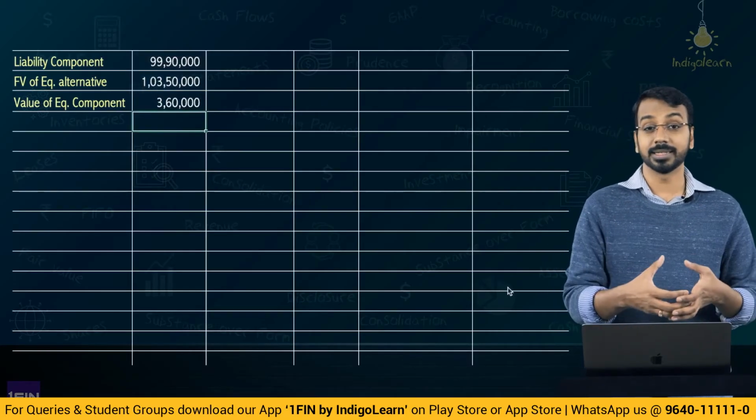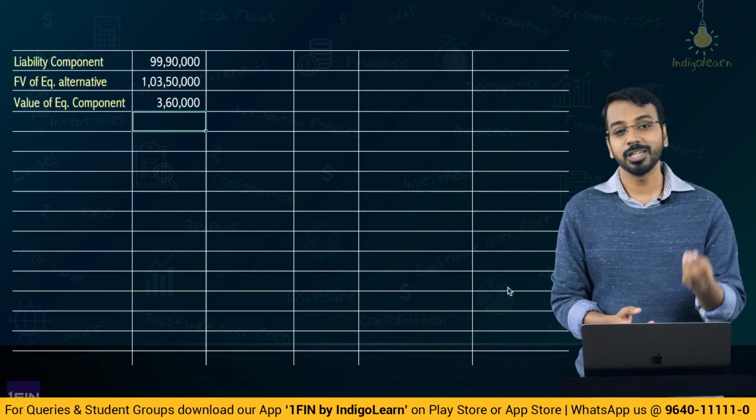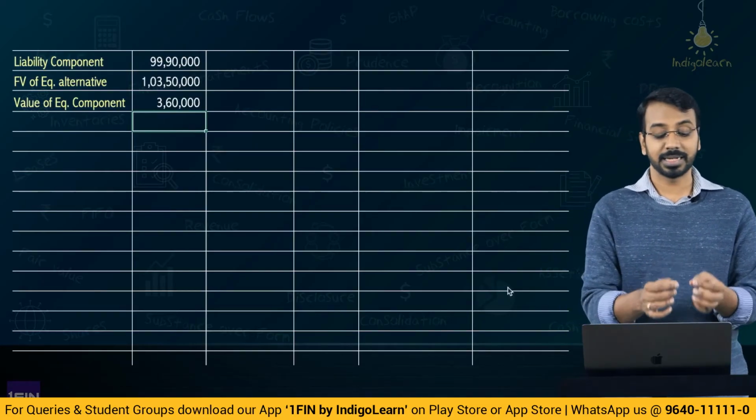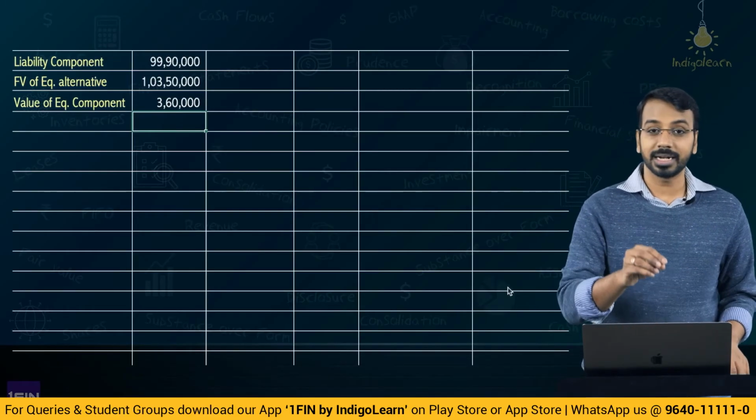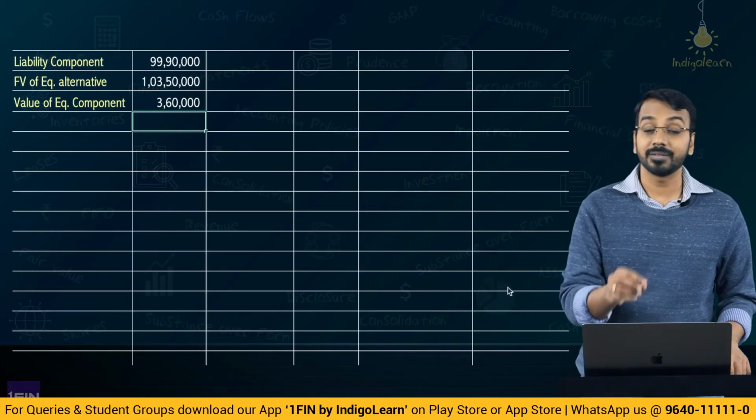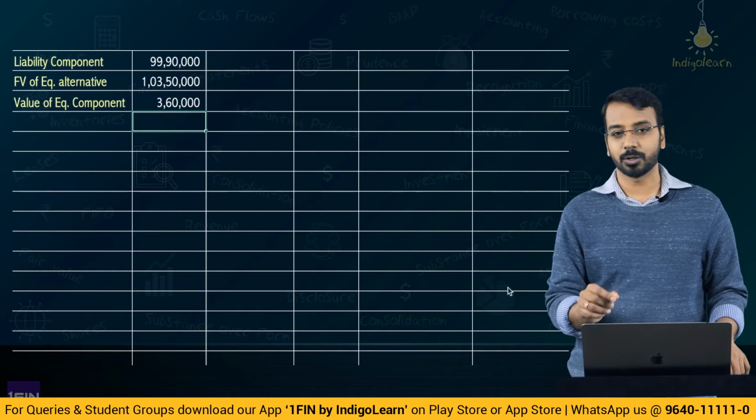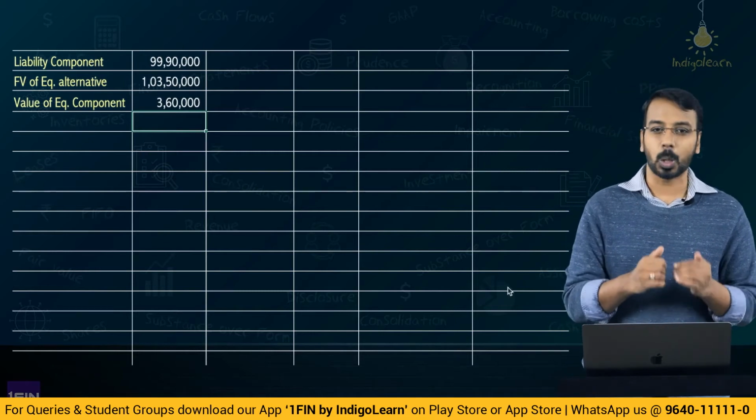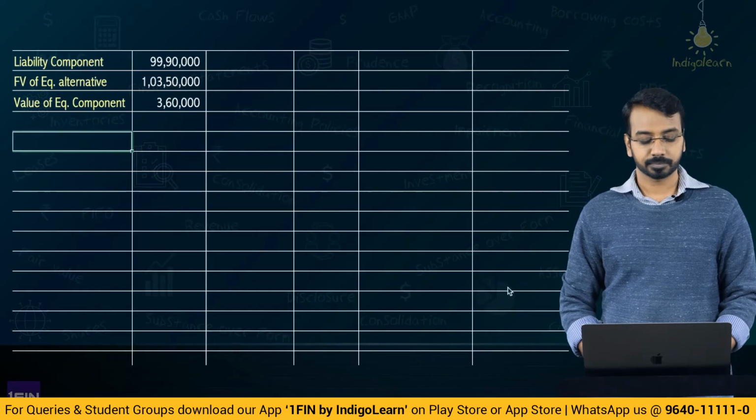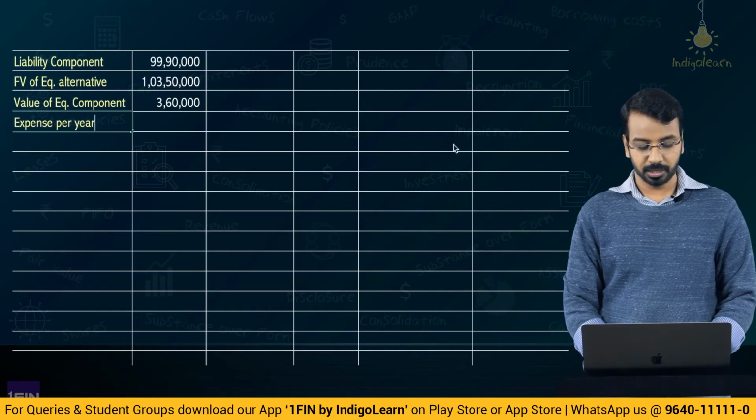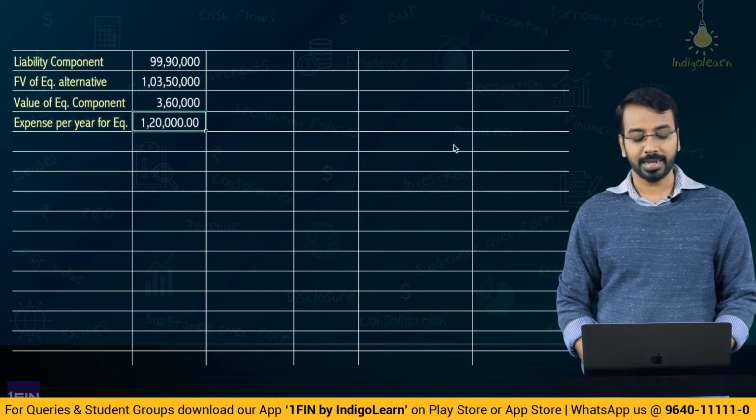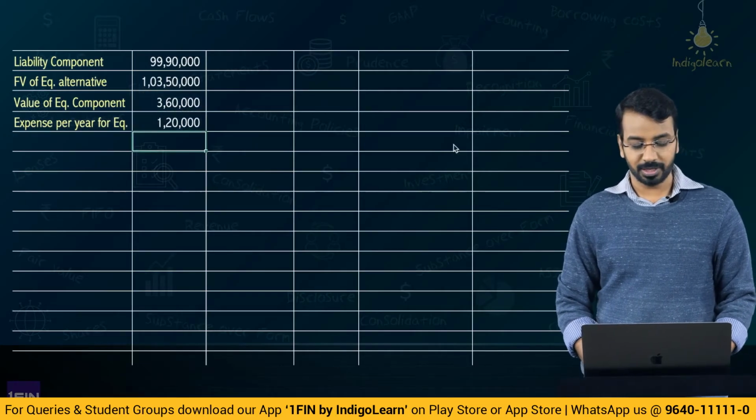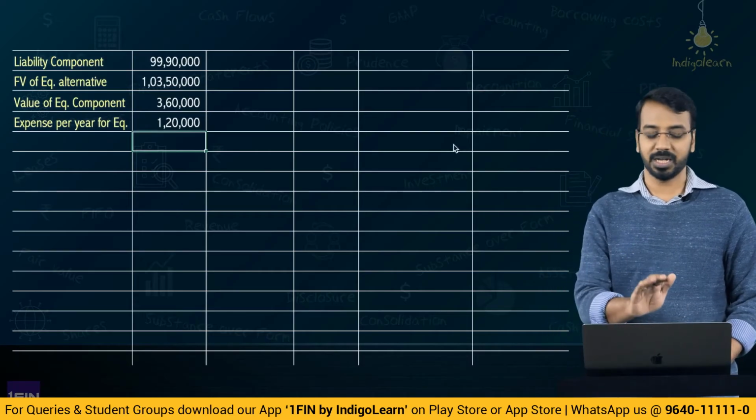Now, the way you have to understand this is, the liability component, if the employee chooses cash settlement, has a fair value of 99,90,000. If the employee chooses equity settlement, then the fair value of the equity alternative is 1 crore 3,50,000. The differential represents the equity component. Okay. Now, what is the service condition? Service condition is 3 years. So, expense per year for equity is how much? 360 divided by 3, 1,20,000 will be expensed in each year. That is for the equity component.